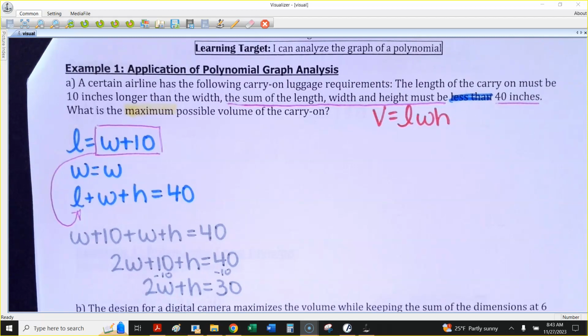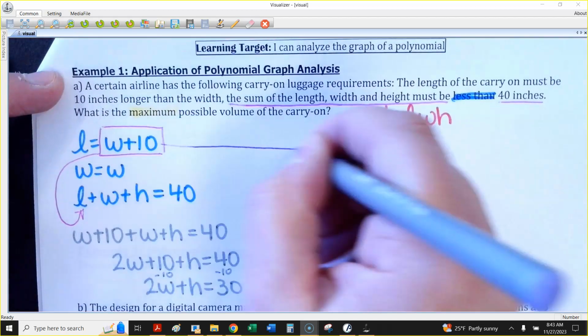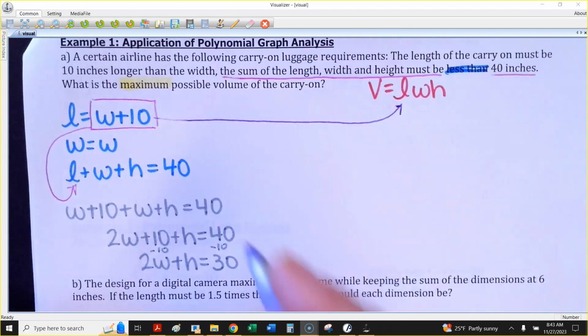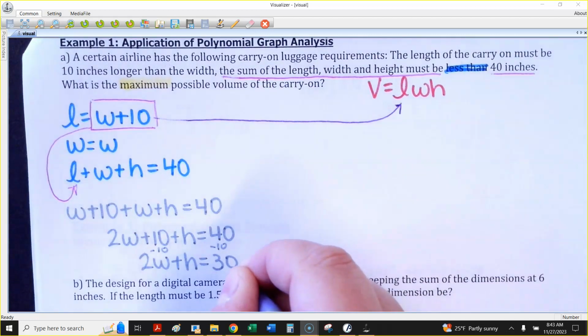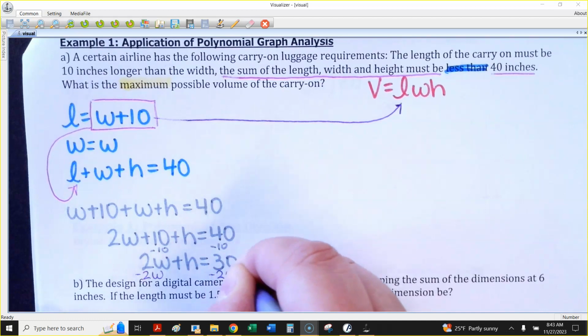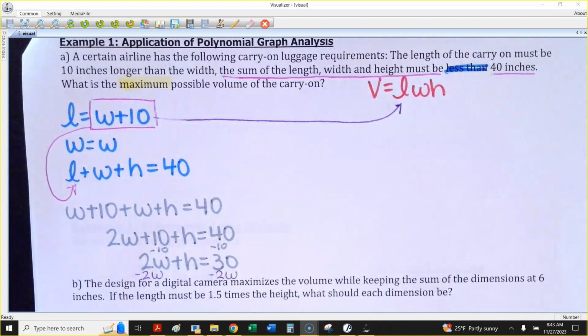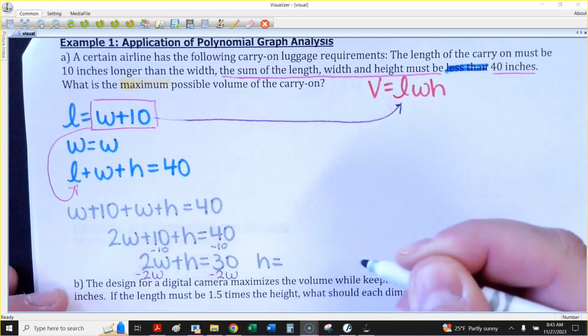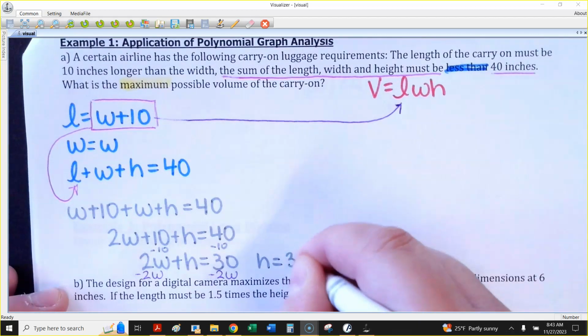What I can do, just right here, I'm going to substitute that W plus 10 in for the length. Now, I know it doesn't really look like it, but if I just do one step right here and subtract the 2W, just really quick there in that equation, I was using the sum formula, I can have the height would be 30 minus 2W.